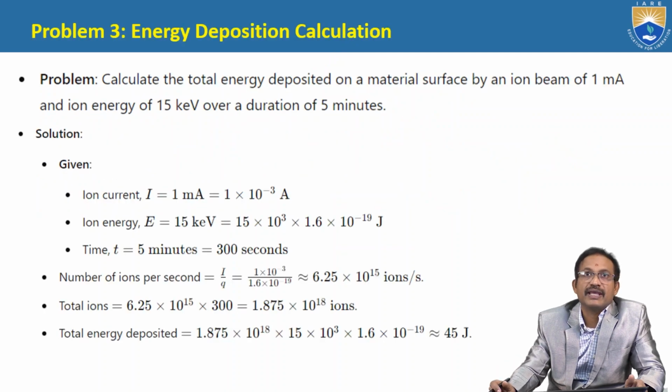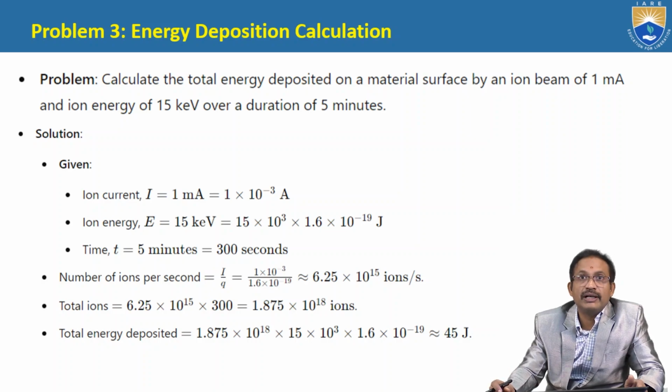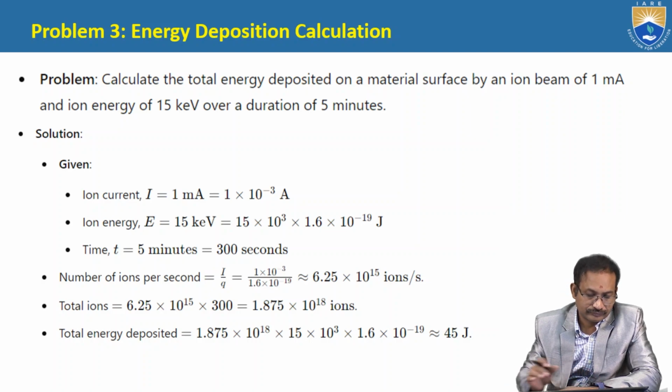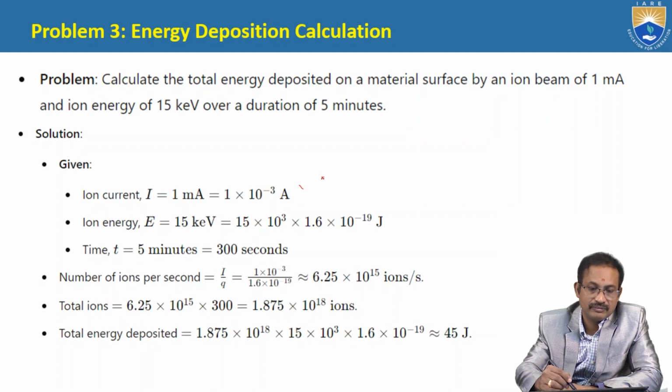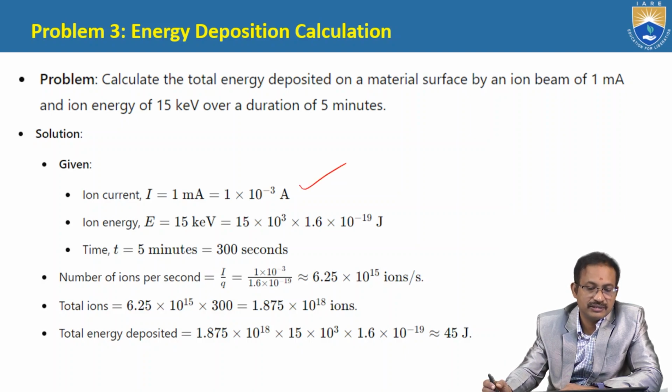Now problem number 3, energy deposition calculation. Calculate the total energy deposited on a material surface by an ion beam of 1 milliampere and ion energy of 15 keV over a duration of 5 minutes. Now, ion current I is given. Ion energy is given. Next, time t is given.